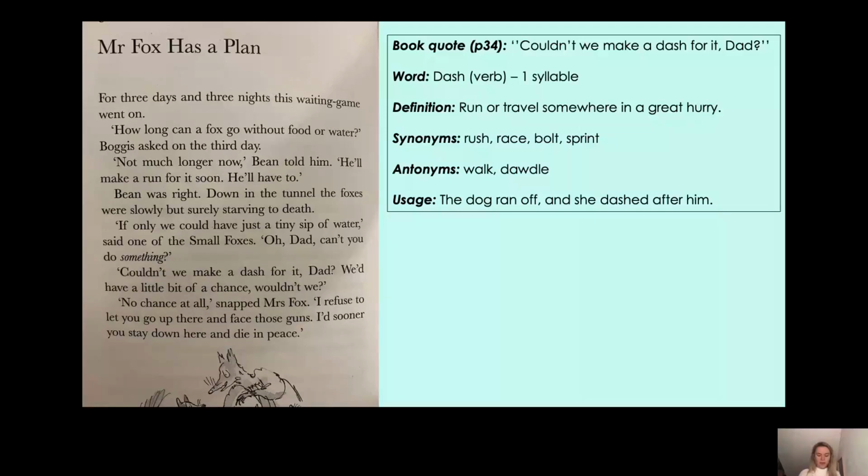No chance at all, snapped Mrs. Fox. I refuse to let you go up there and face those guns. I'd sooner you stay down here and die in peace.